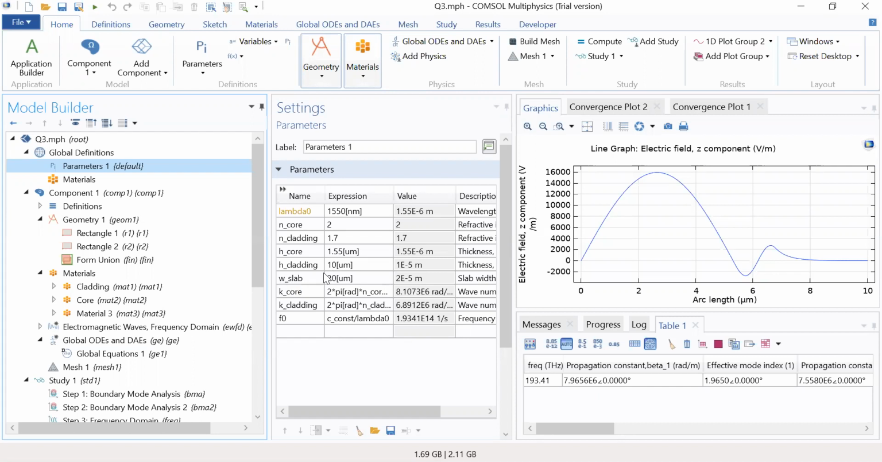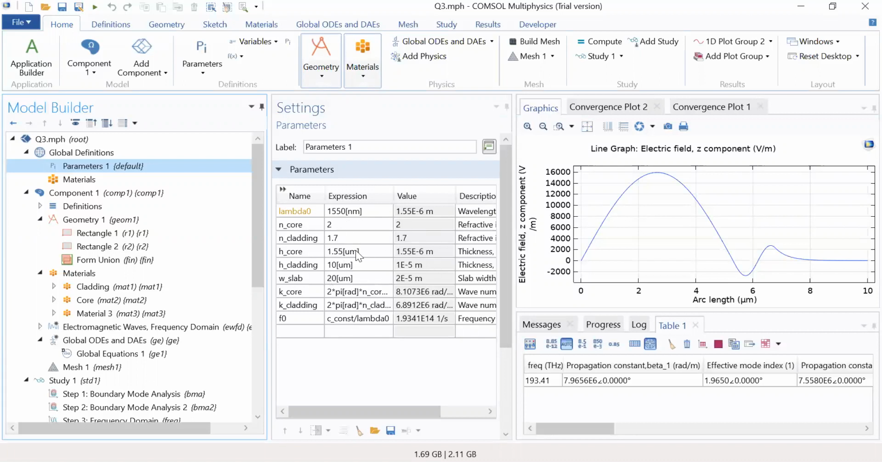So how will we do it? We start with this parameter section, and we are going to do similar things over here. We are defining these parameters. We have operating frequency, operating wavelength equal to 1550 nanometers. And we define the core refractive index and cladding refractive index equal to 2 and 1.7.